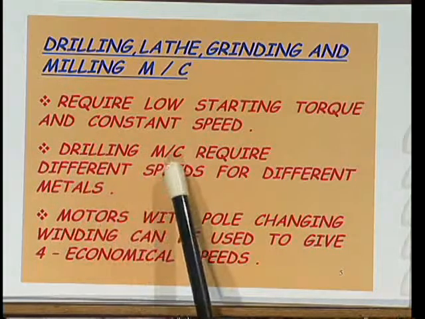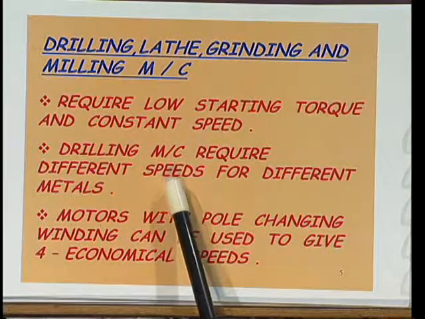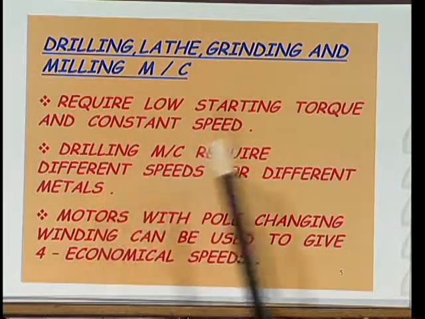Similarly, the drilling machine requires different speeds for different metals. So in the case of the drilling machine motor, the speed will vary depending upon the thickness of the metal. That means the metals may be of smaller thickness or larger thickness. For small thickness, a lower speed is required, and for larger thickness, high speed is required for the drilling machine. So the speed will vary depending upon the nature of the metal.